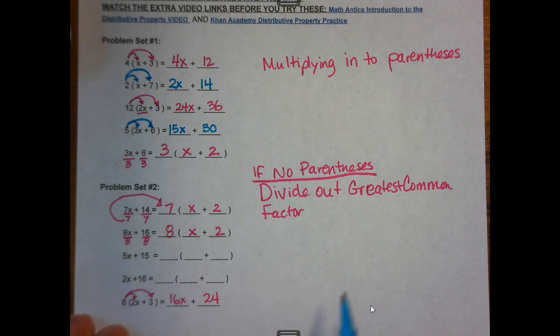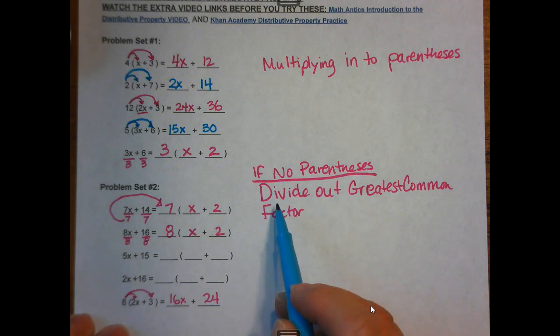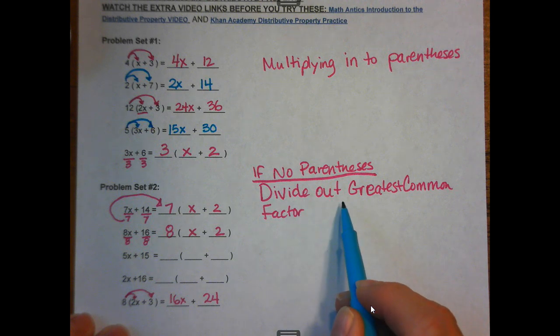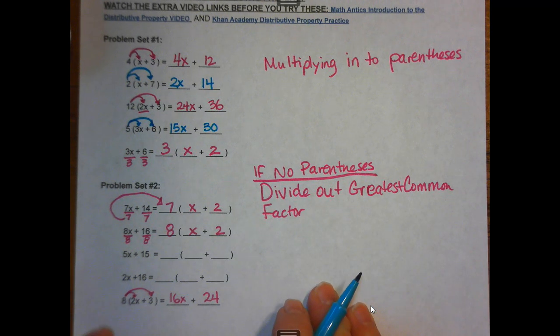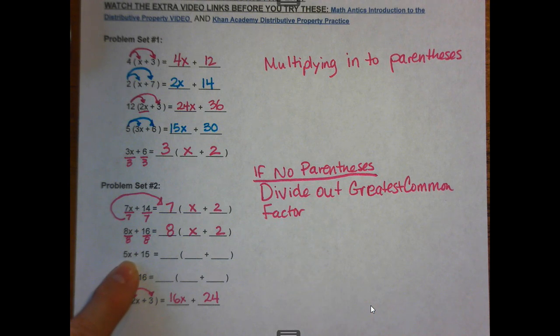Now let's take a look at, if there are no parentheses, what we're going to do, which is to divide out the greatest common factor. I'm going to look at my problem that's right above my pointer finger, and it is 5x plus 15. I know that 5 is a common factor to both 5 and 15, so I'm going to divide both of those numbers by 5.